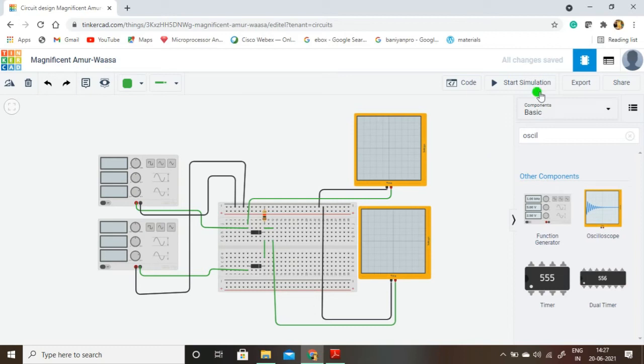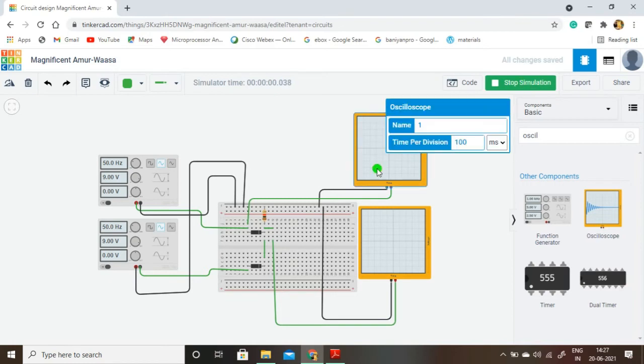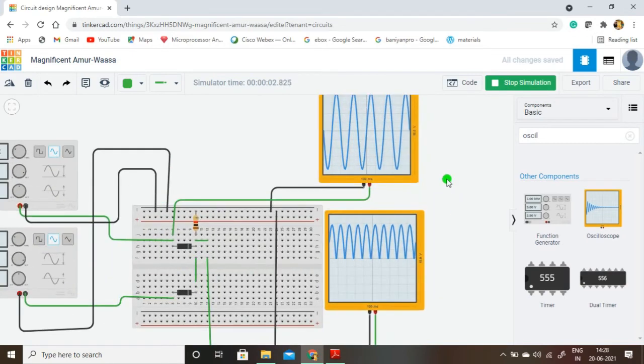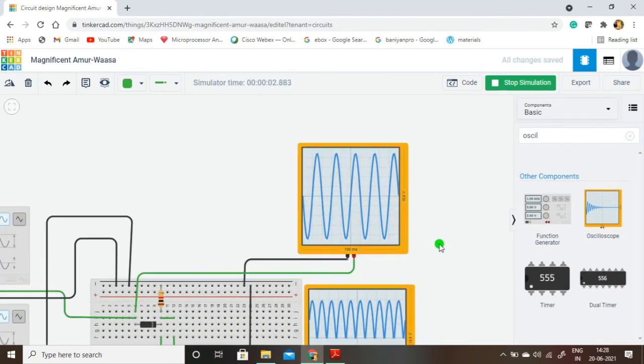Look at here. Now I am going to simulate. Before that, here I am choosing 100 milliseconds instead of this one. Here I am also using 10. Okay, look. This is the input signal. I am just zooming it. The input signal value becomes 9 volt, 50 Hz.